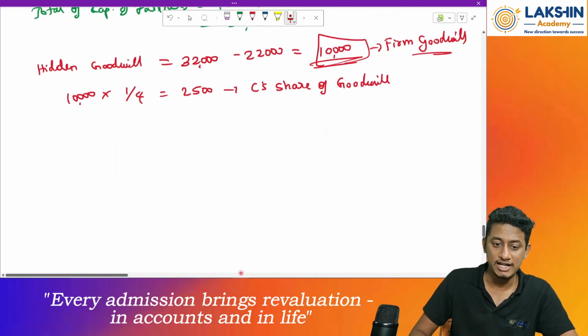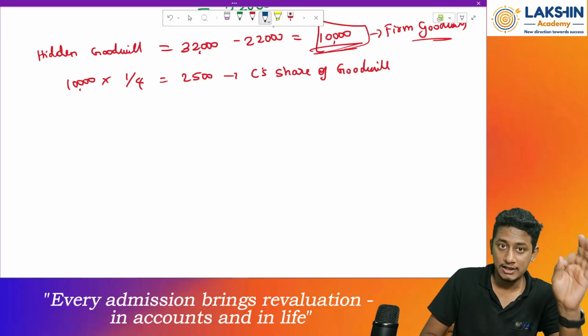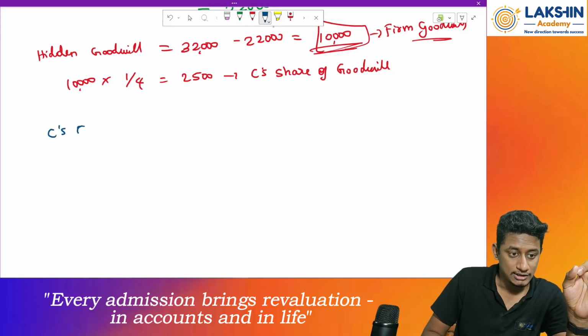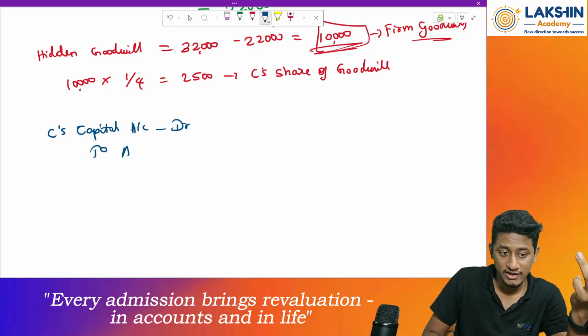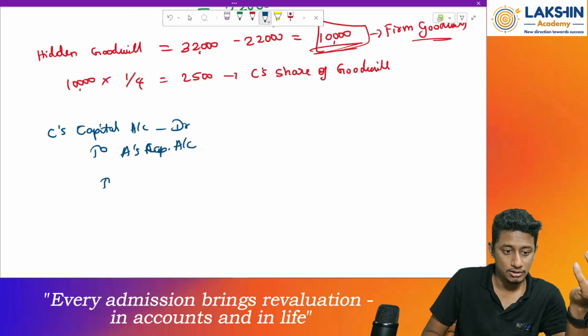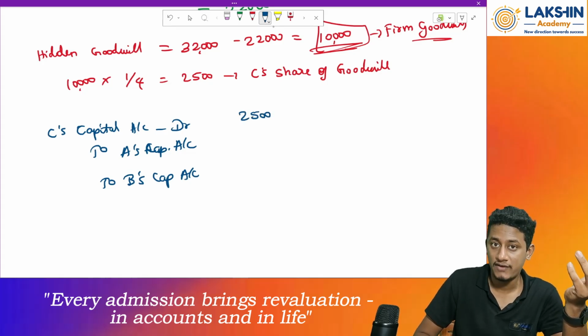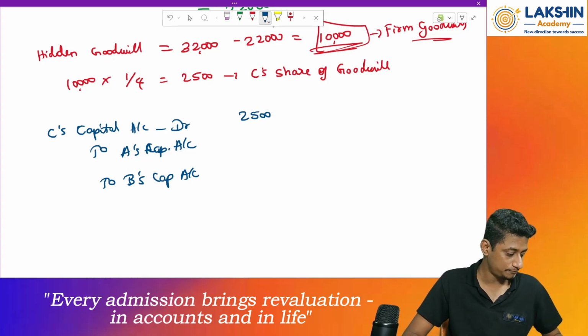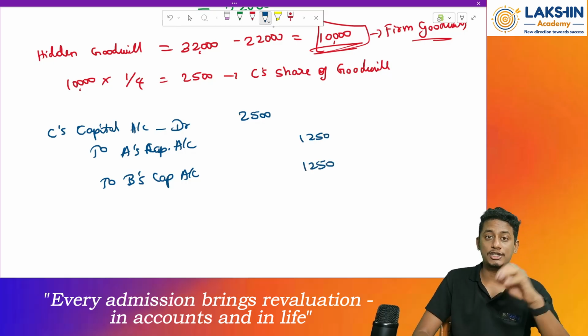So what will the journal entry be? Gaining partner account debited, that is the capital account debited to what? To the sacrificing partner. Who is sacrificing? Mr. A. A's capital account to B's capital account. So the total value of goodwill is rupees 2,500 divided by 2. That will be how much? So each partner is getting rupees 1,250 as a capital.